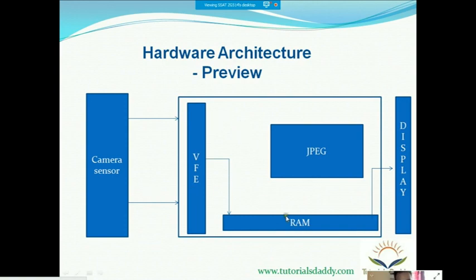Now, depending upon the use case, whether it's a preview or a snapshot, this data will have its own path. Let's say this is the example of preview. The data we got from the VFE, we have to pass to the display, because ultimately we have to show the data on the display screen. So the data which goes to RAM will pass to the display, so that you can see the preview on the camera screen or camera LCD.